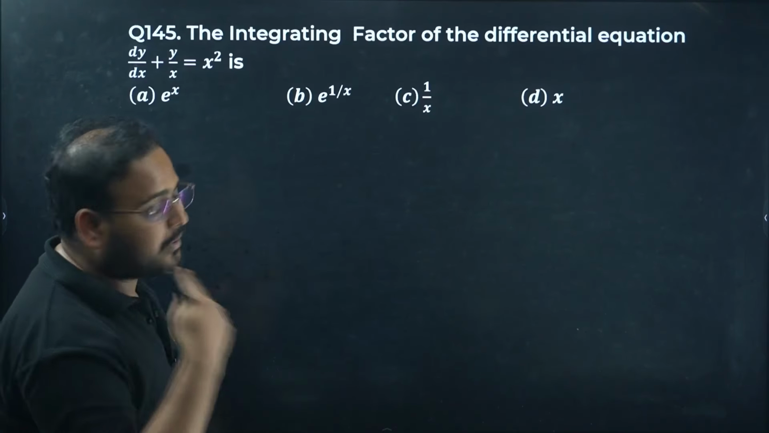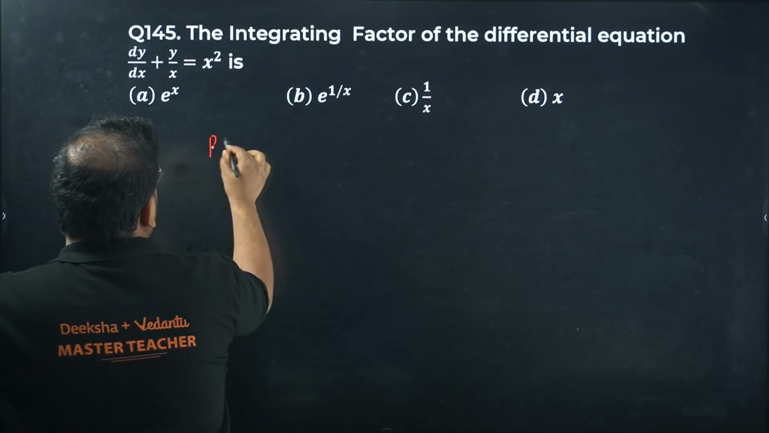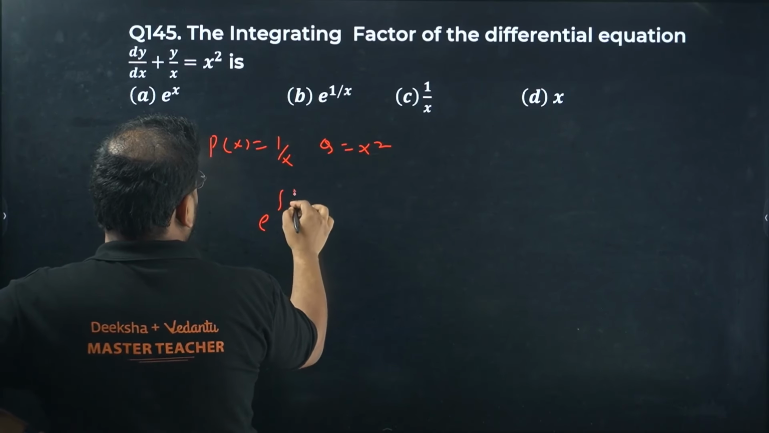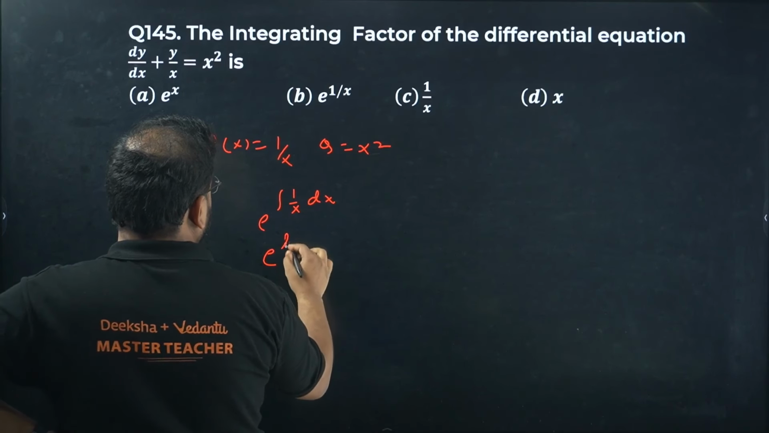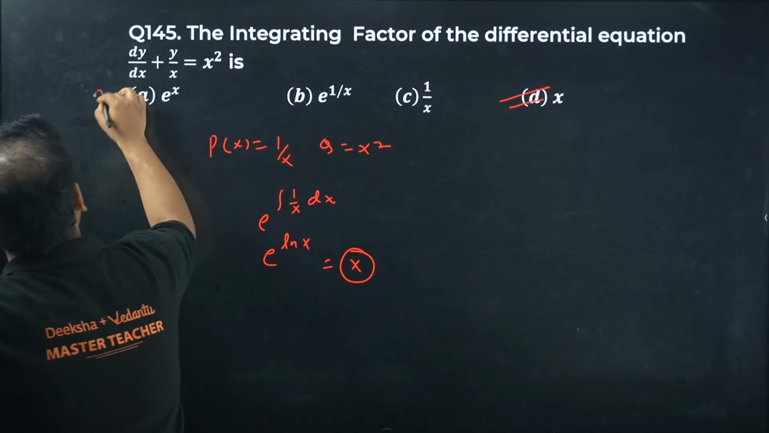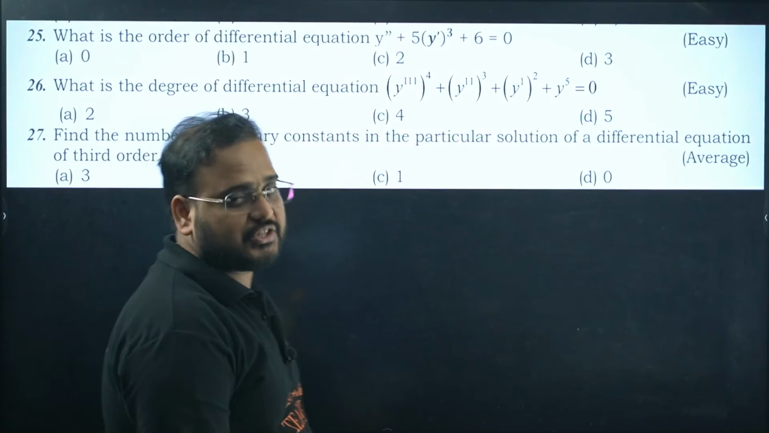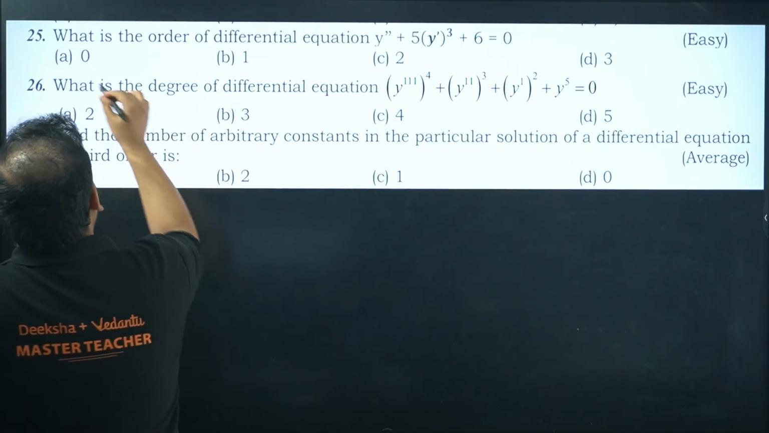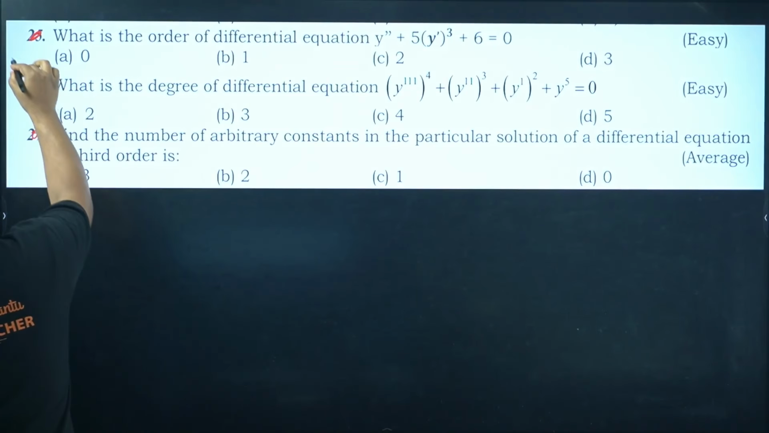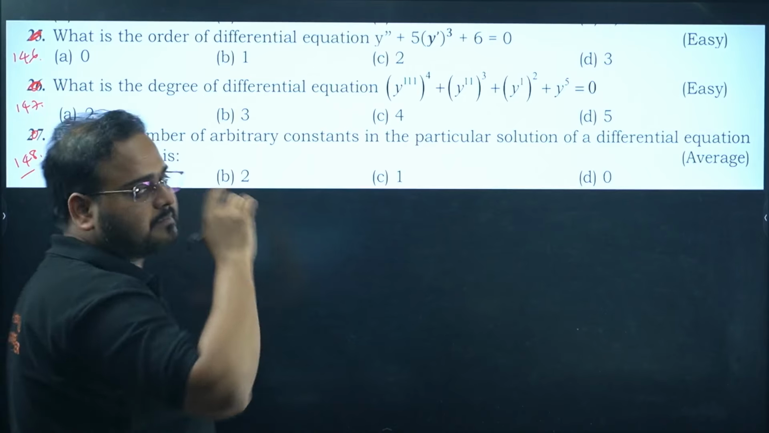Okay, 145. So integrating factor of the differential equation, p value is what? 1 by x over here, and q value is what? X square. So e power integration of 1 by x dx we have. So e power ln x. The answer becomes simply x. So the integrating factor is D. Okay. Now the last variety of questions in the differential equation. This is actually 146, 147 and 148. Okay, this is the end of your class.